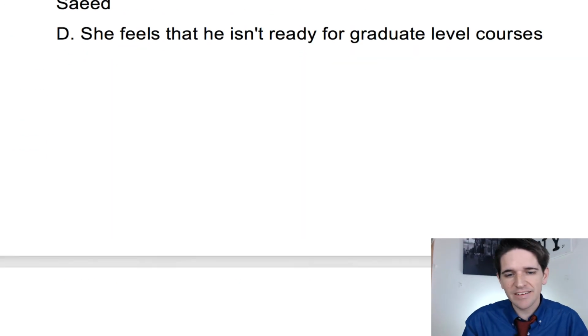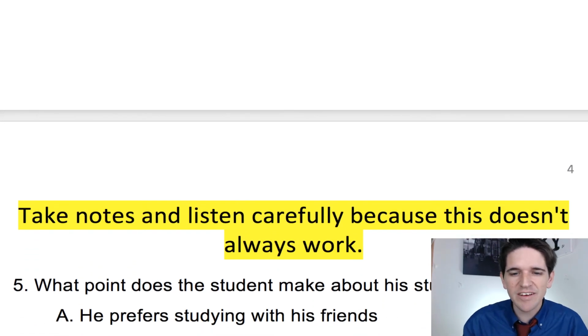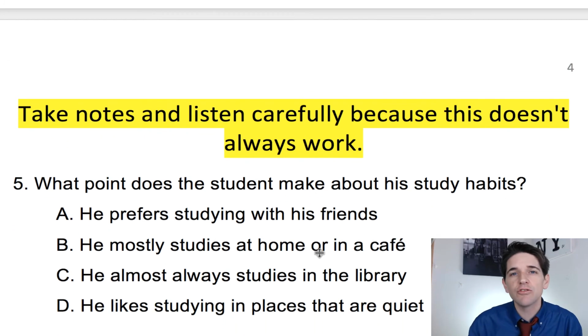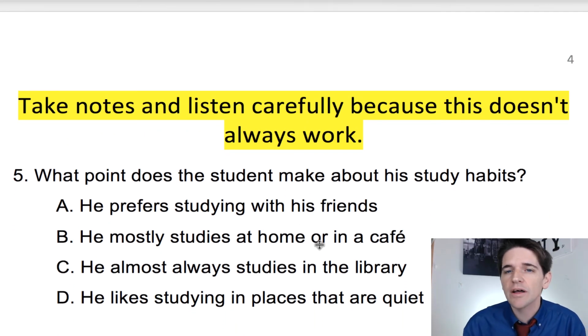The last tip is take notes and listen carefully because this doesn't always work. Yes, most important is that tips and tricks and strategies and so on are very helpful, but you have to know what you're doing. You have to be able to listen to English. You have to be able to read this stuff. You have to be able to know this stuff. I mean, this is a test to see if your English level is good enough to go to college. And some of you, it might not be. Okay, so sometimes you're just going to have to answer the question.